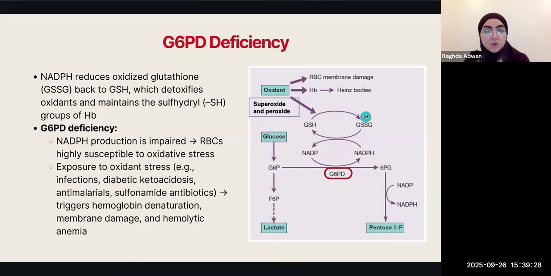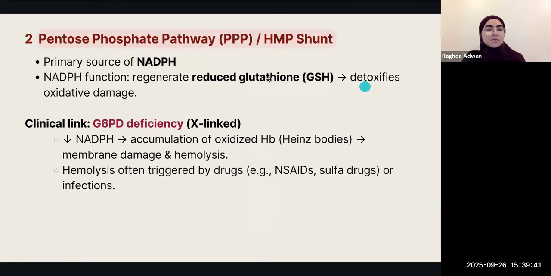This is normal. What do we need for this recycling of reduced glutathione? We need NADPH to maintain reduced glutathione. Okay, now where do we get NADPH from? That's where the pentose phosphate pathway comes in. The pentose phosphate pathway is regenerating all the NADPH. It regenerates NADPH in order to regenerate reduced glutathione to detoxify oxidative damage.